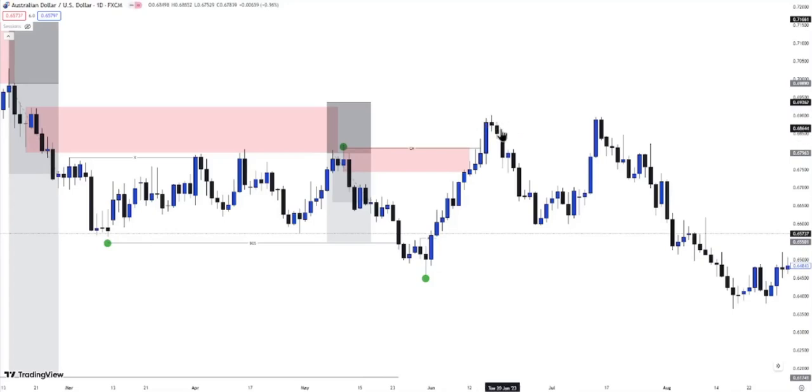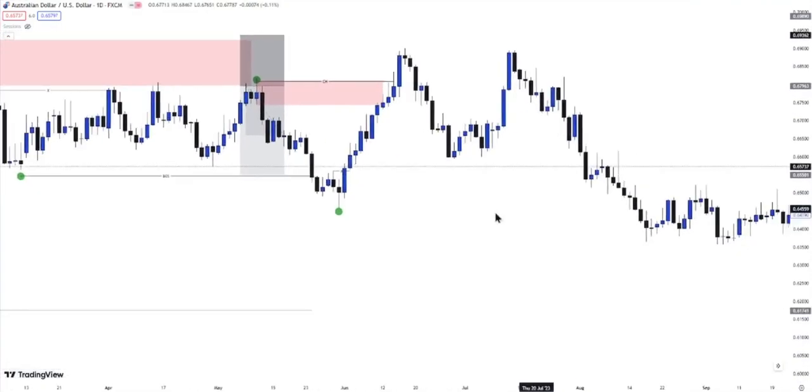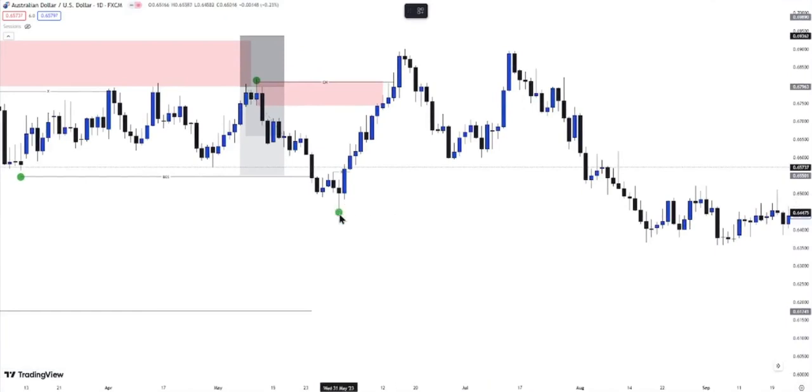And as you can see, where is the inducement here, guys? Well, the inducement here is this point. This major internal structure low is your inducement. And as you can see, price rotated back down to take out this inducement. Some people will think that this is a change of character. It's not. This is not another change of character. This is simply inducement.